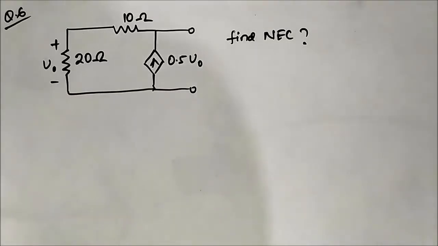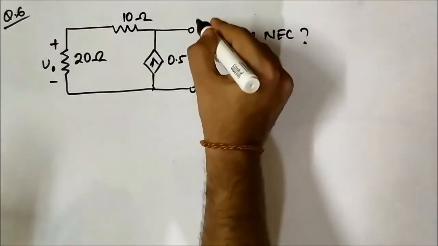Hello friends, so this is the sixth question related to Norton equivalent circuit involving dependent sources. So we have this circuit and we have to find the Norton equivalent circuit across the terminals A and B.